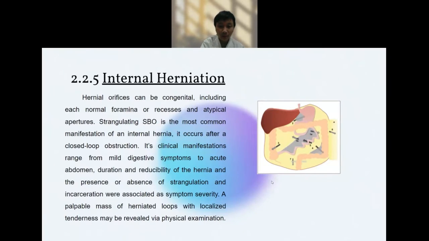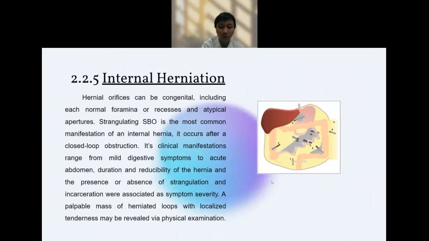Hernial orifices can be congenital, including normal foramina or recesses, and atypical apertures which result from anomalies of peritoneal attachment and intestinal rotation. Or they can be acquired, prompted via inflammation, trauma, and preceding surgery, like gastric bypass for bariatric therapy and liver transplantation. Strangulating SBO is the most common manifestation of an internal hernia.